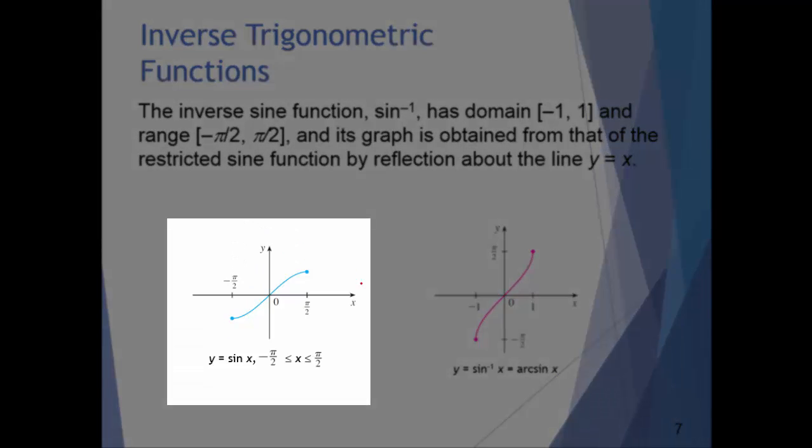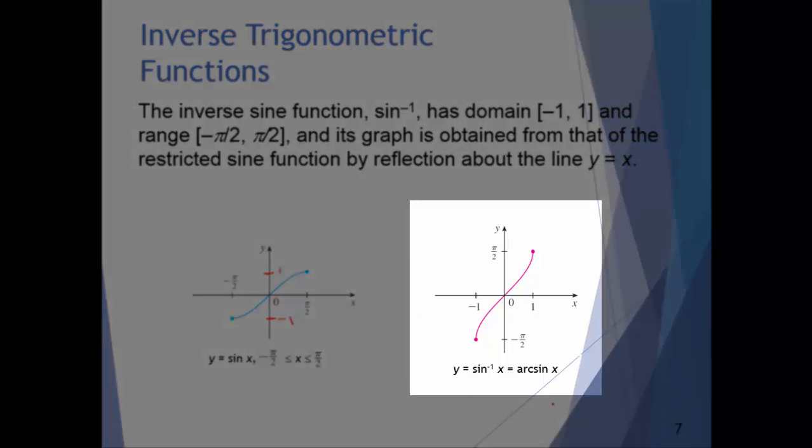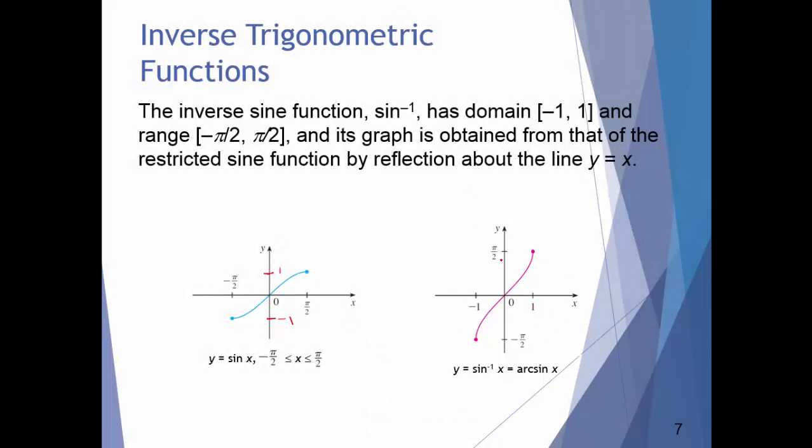So here was our y equals sine x that we restricted from negative pi over 2 to pi over 2. So its range went from negative 1 to positive 1. Now remember, when you're dealing with inverse functions, the domain and the range switch. So for the inverse sine function, its domain goes negative 1 to 1, and its range goes negative pi over 2 to pi over 2.